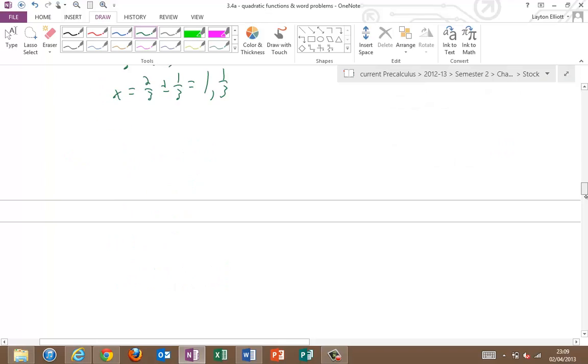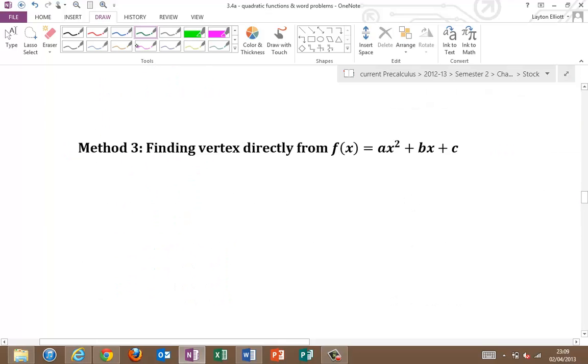Alright, let's skip over to method 2 now. Or sorry, method 3. Method 3 is finding the vertex directly from the equation. And here's the whole deal with this. We know that the x-intercepts, aka the roots, are the opposite of b plus or minus the square root of b squared minus 4ac all over 2a.